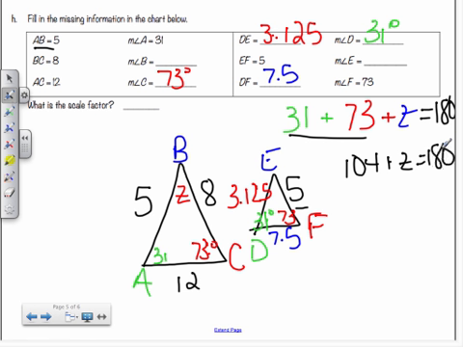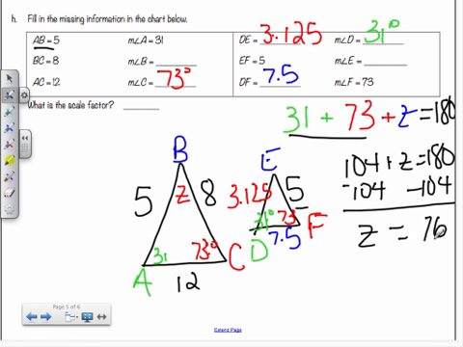All I need to do now is subtract the 104 from both sides. And then I end up getting Z equals, sorry, there's a little bit of a lag, 76 degrees. Okay, so if angle Z right here, which is really technically angle B, is 76 degrees, that means that angle E also has to be the same thing, so angle E is also 76 degrees. Okay, and then the last thing that I need to do is find out what the scale factor is.